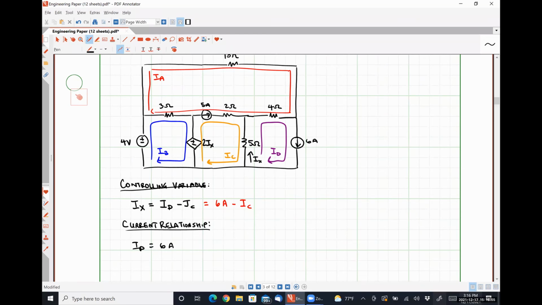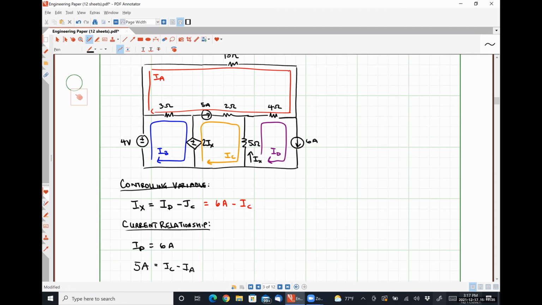Let's see, Jacob Darbone, tell me what my other current relationship equation is supposed to be. IC minus IA, absolutely right. As IC flows around its clockwise path, it is in the same direction as the 5 amp source, so it gets the positive sign. As IA flows around its clockwise path, it is in the opposite direction of the 5 amp source, so that's why it gets its negative sign. Thank you very much. All right, so we have our current relationship equations taken care of.